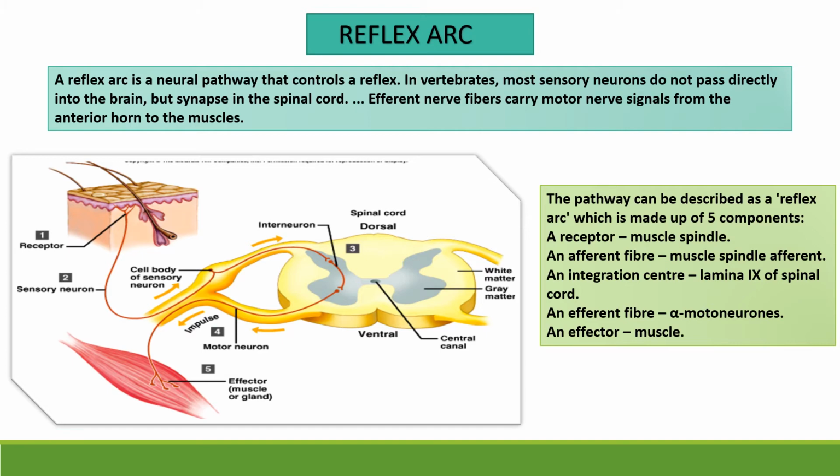So this is the afferent neuron or sensory neuron. That means afferent fiber, and that is the efferent fiber or alpha motor neuron, through which the response is passing. Actually, this excitement is going, and here it is converting, through the interneuron, into a response, and that response is passing through the efferent fiber. And the last one, an effector, that is the muscle. So this is the actual pathway of a reflex arc.